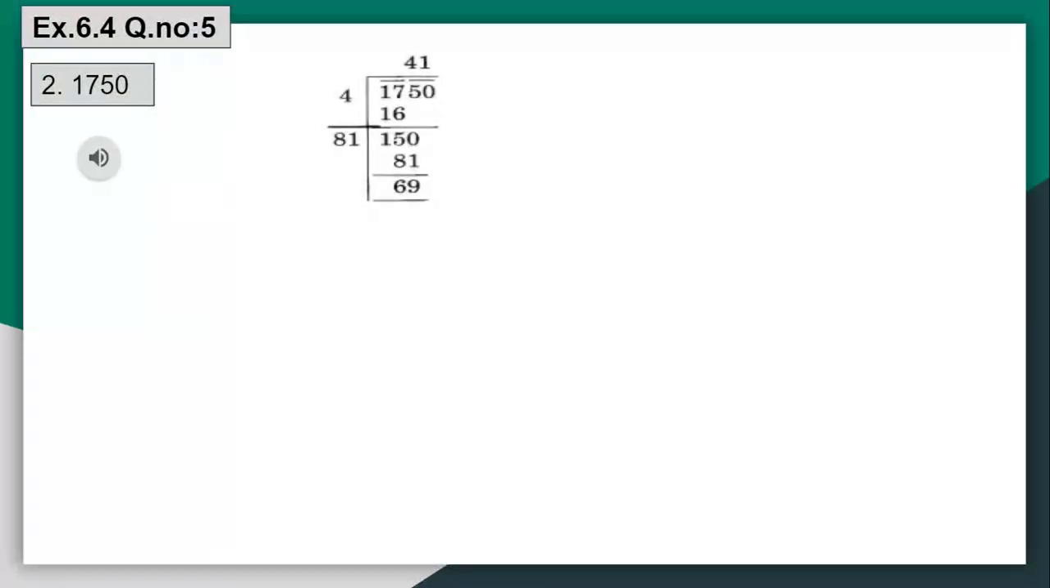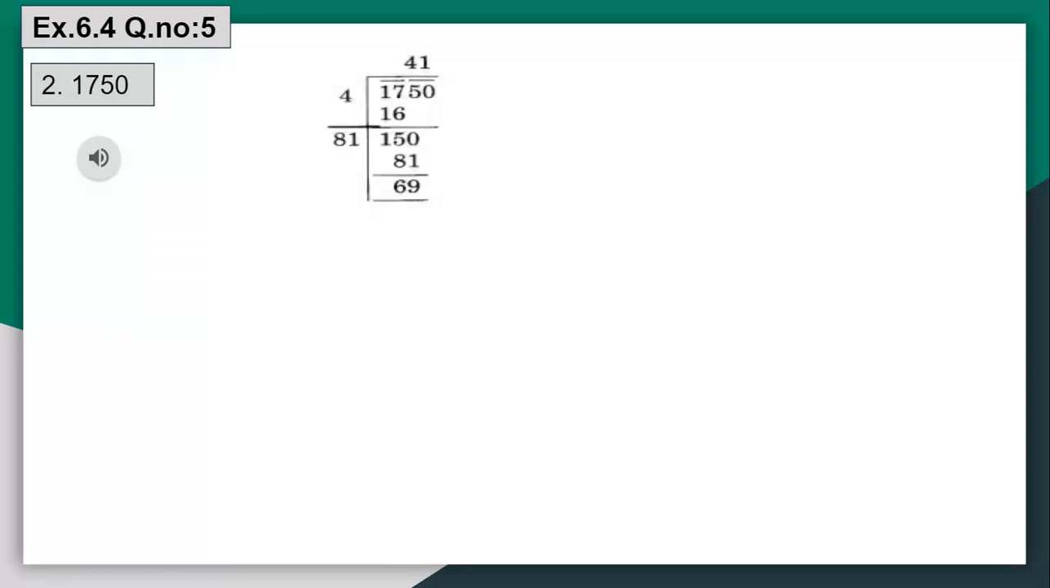Now, second question, that is 1750. Here also first we can take the long division method. So, first number is 17. So, 4 4s are 16. Remainder is 1. 50 we can keep down, so 150.